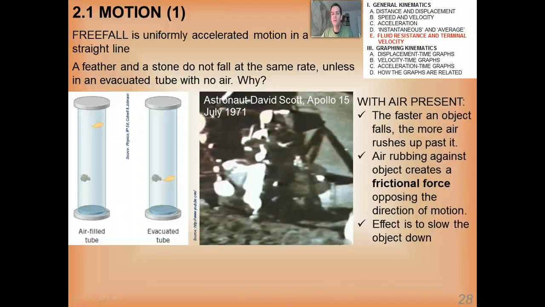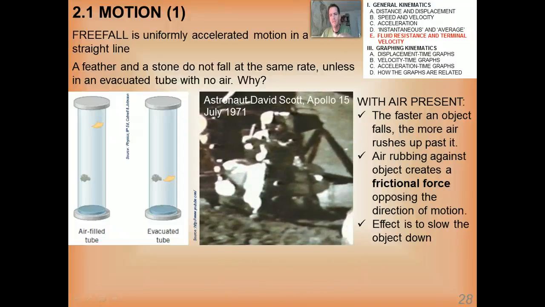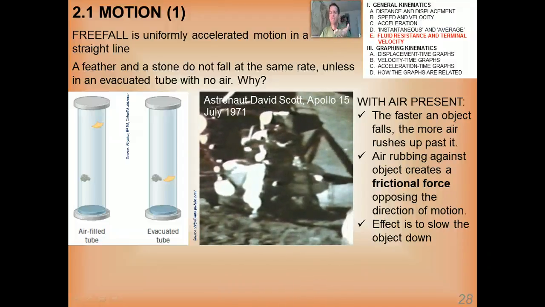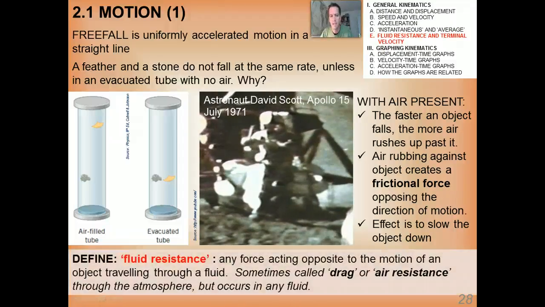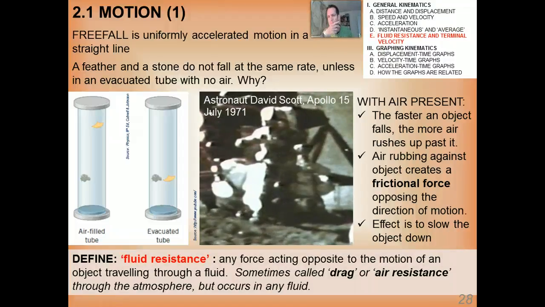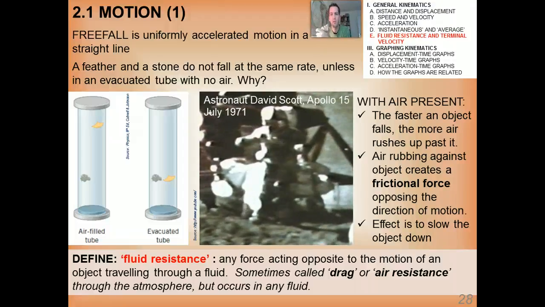When air is present, what happens is the following. Air rubs against the object and creates a frictional force which opposes the direction of the motion. The effect is to slow the object down. The faster the object falls, the more air rushes up past it, and therefore the greater the air resistance acting upwards, countering the force of gravity, which is the weight acting downwards. When the upward frictional force of air resistance equals the downward force of the weight, the object is no longer speeding up, and that's called terminal velocity.